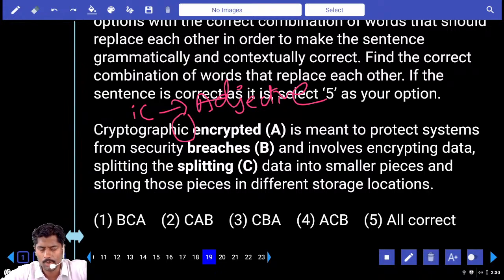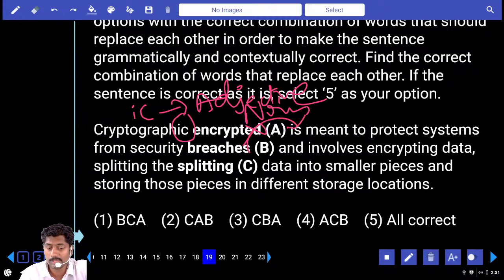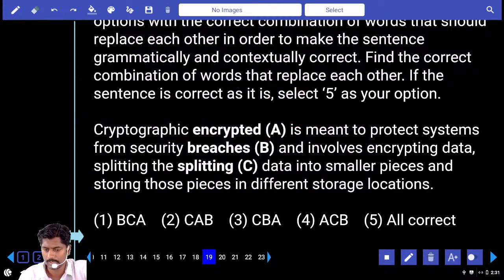Akkada IC, chaotic, dramatic, economic. IC adjective and adjective tartha noun kavali. ED wrong. Cryptographic breaches tartha is radu. Splitting is the right one. Cryptographic split and divide is meant to protect systems from security breaches and involves encrypted data and splitting the encrypted data. So CBA, third option.